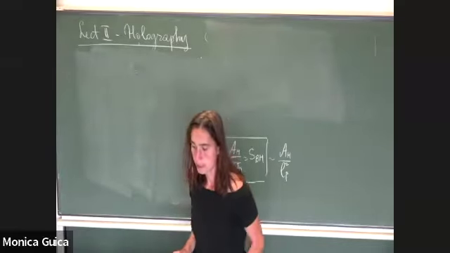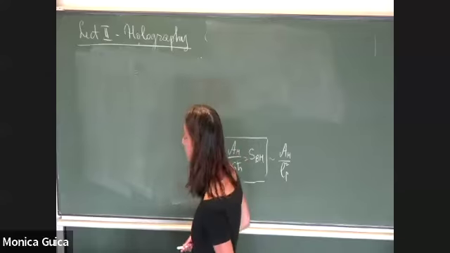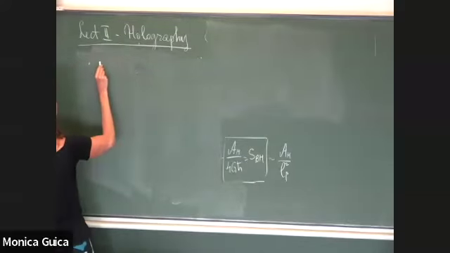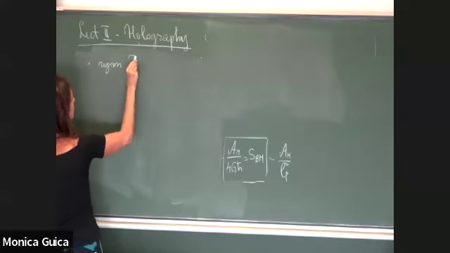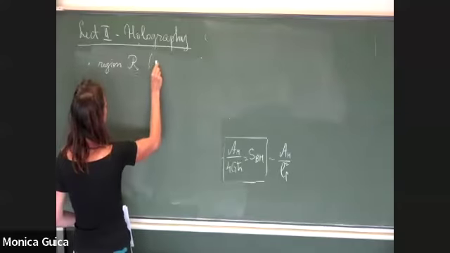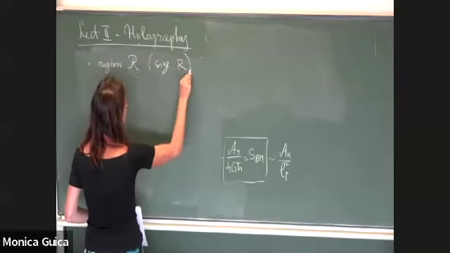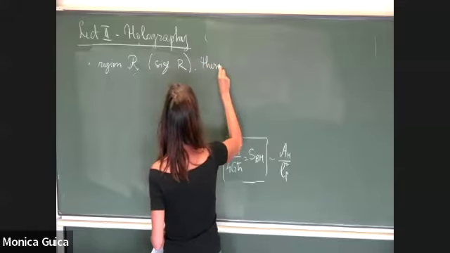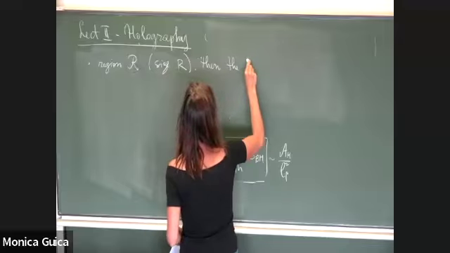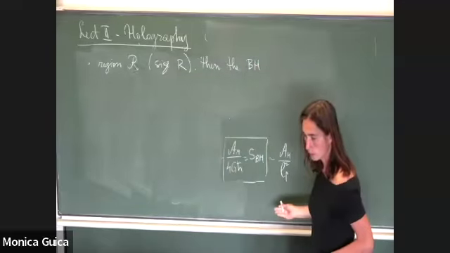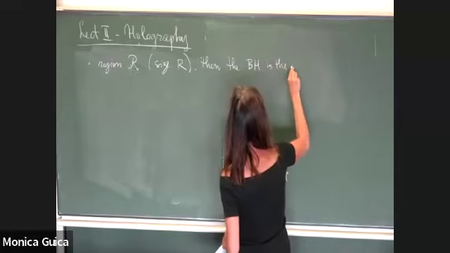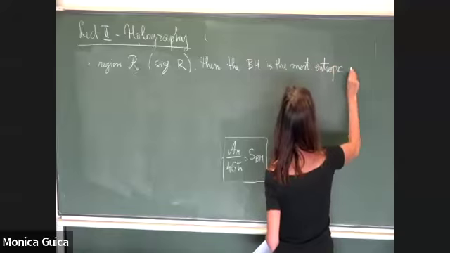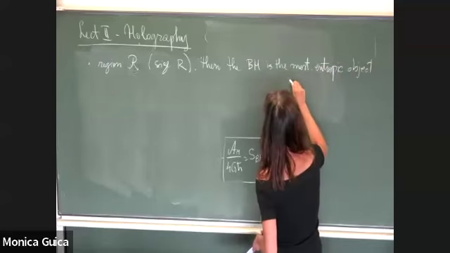And the first statement is that actually that's not possible. If I give you some finite region of space-time R, and I'm going to take it to be spherical with size r, so I'm not going to be super precise, then the black hole, taking its entropy seriously, is the most entropic object one can fit.